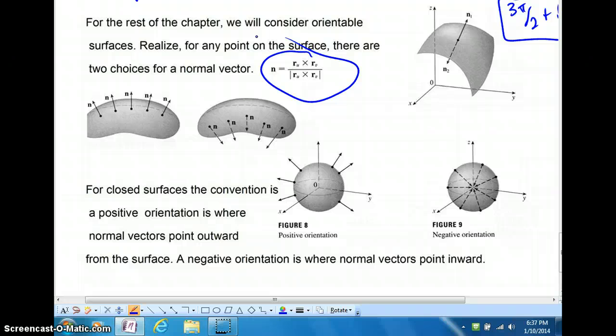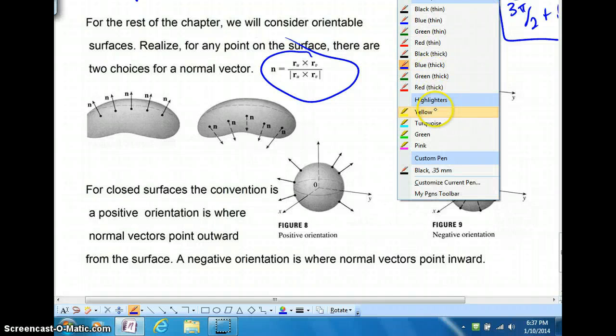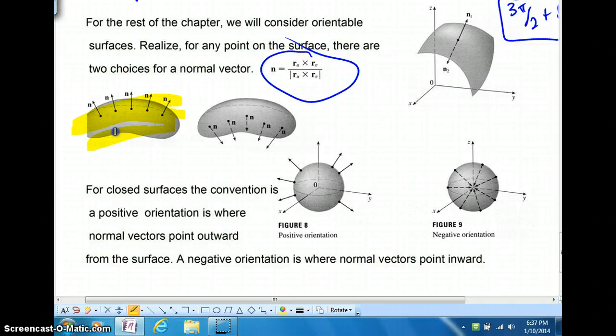And these pictures right here are just showcasing that if you have a surface, you could have your normal vectors pointing away from the surface, or they could be pointing inside as well. So something that we need to take a look at is a convention. A positive orientation is where normal vectors point outwards. So let's say we had a sphere. Every normal vector would be pointing away from the sphere. A negative orientation would be where our normal vectors point inward. We'll talk more about that later on.